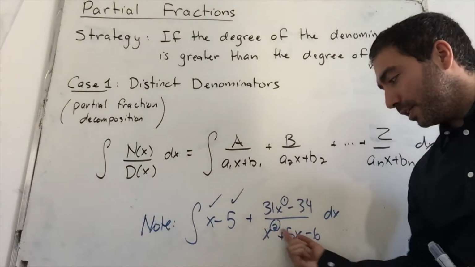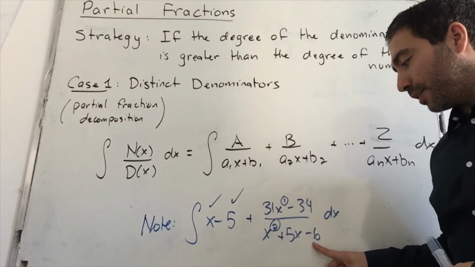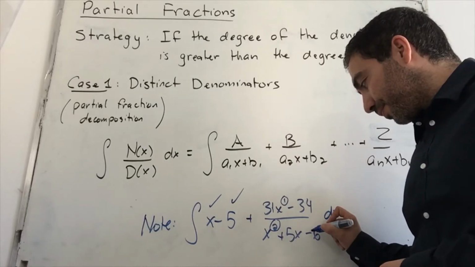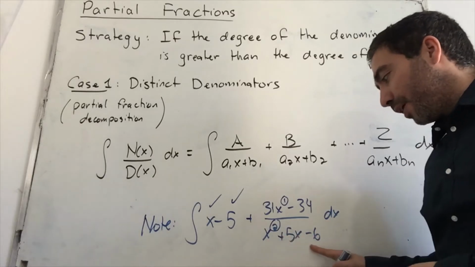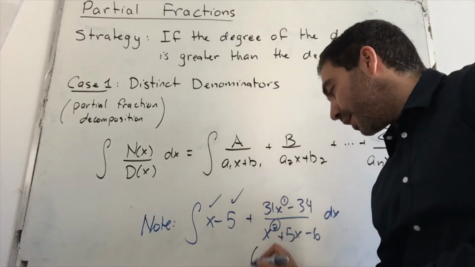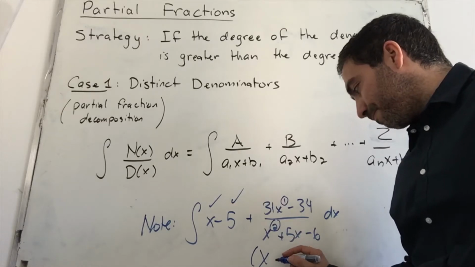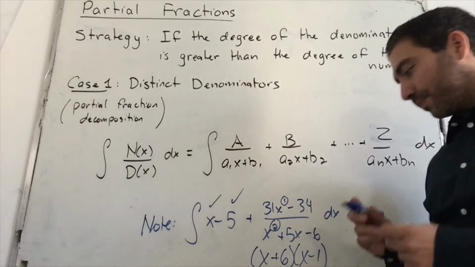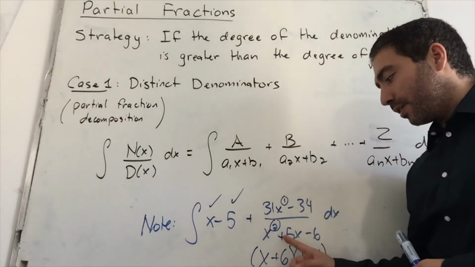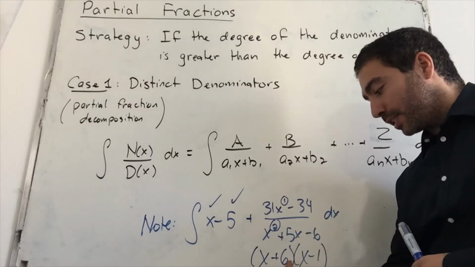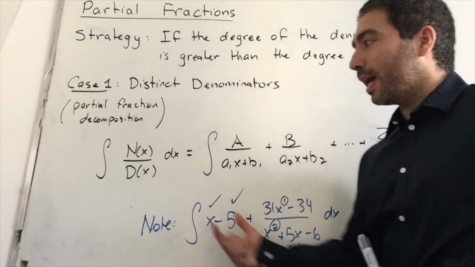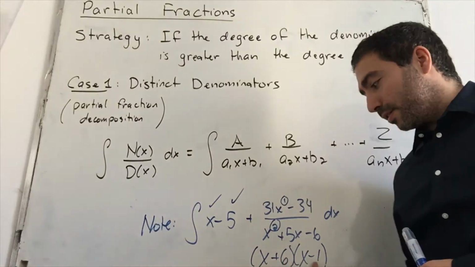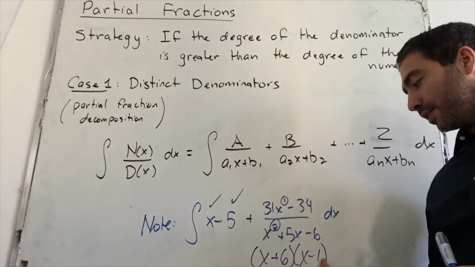Well, just quickly, if we look at the bottom, we have two numbers that multiply to get negative 6 and add to 5. If we use product sum here, we could rewrite the denominator, x squared plus 5x minus 6, as x plus 6 times x minus 1. Now we have it as a distinct denominator. These denominators here are different. They're distinct from one another. x plus 6, x minus 1.